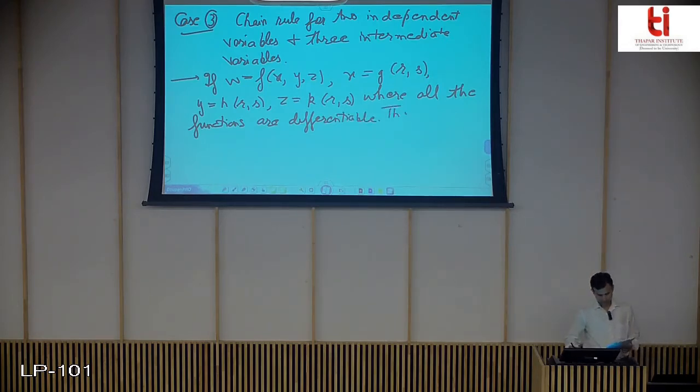Then it says, okay, so now you can see what is happening here. W is a function of x, y, z. You have w dependent upon three intermediate variables, but those intermediate variables in turn depend upon two more variables. Here the independent variables are two. That is a new thing here, two independent variables.